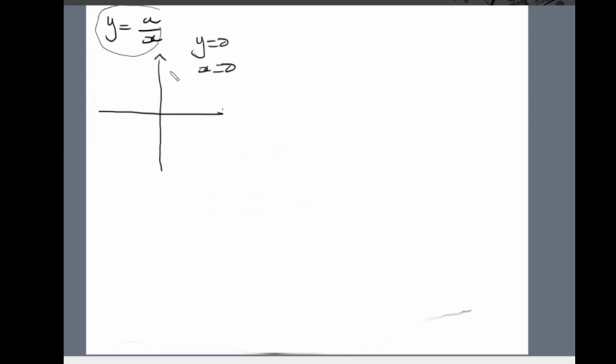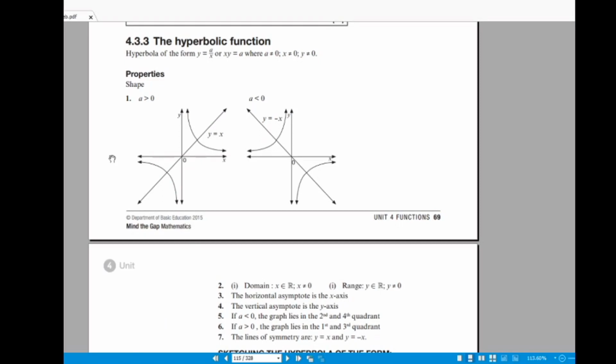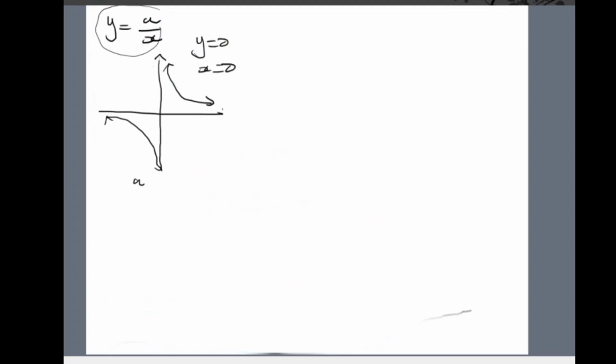Now, depending on whether a is positive or not, the graph will lie on the first and the third quadrant. If a is positive, the graph will lie in the first and the third quadrant. And then if a is negative, the graph will lie in the second and fourth quadrant, right? So this is when a is positive, and this is when a is negative.